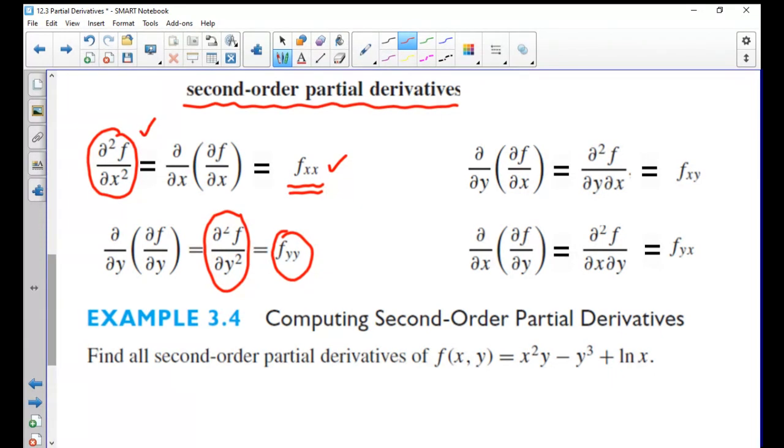That's it. Now, if we take df over dx and differentiate it with respect to y, then we're getting fxy. So if you want to find this, how do you find fxy? What do you do first?